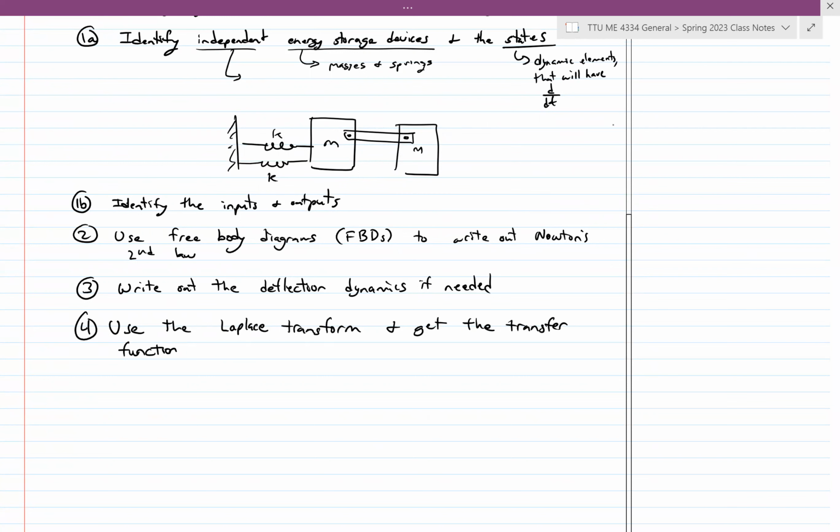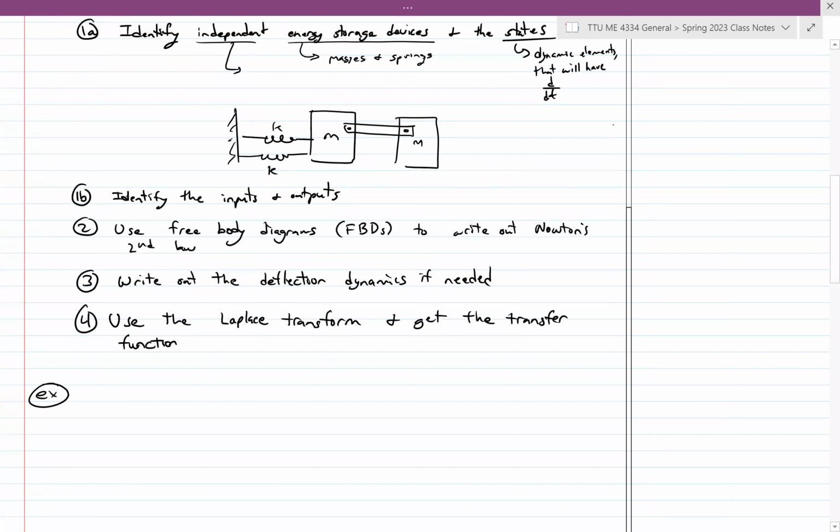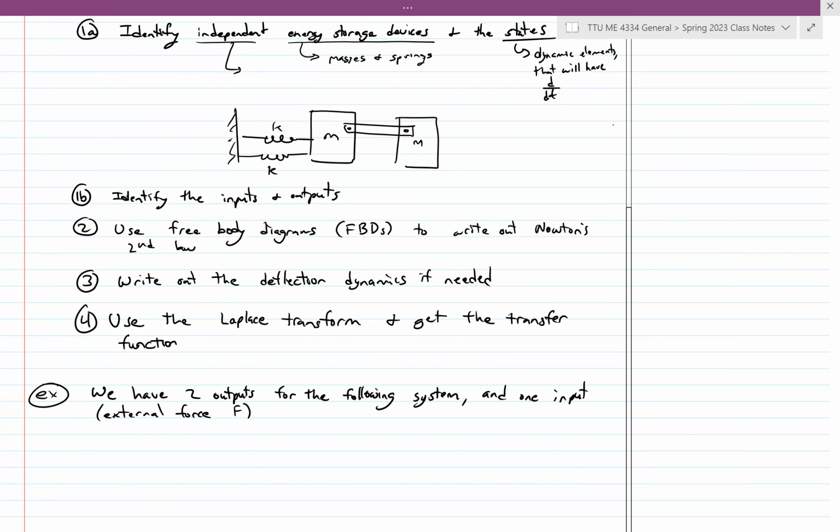So let's start out, and we're going to do this two ways: the way that I would prefer, and the way that most of you have probably learned at this point. So for this example, we have two outputs for the following system, and one input, which is going to be our external force F. Find the two transfer functions.